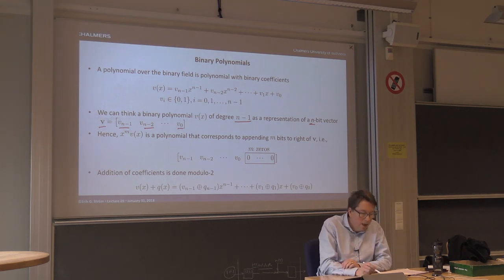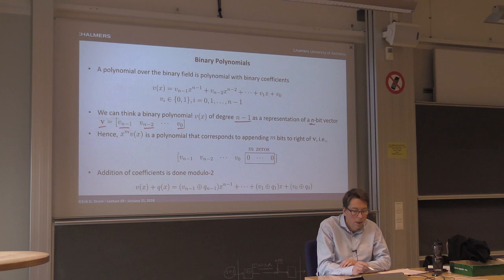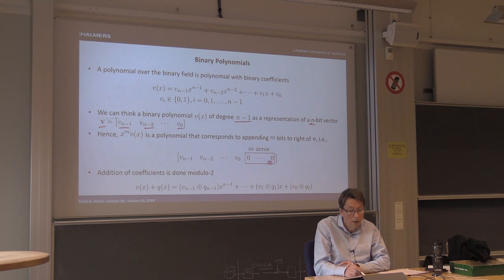Well, for instance, if we have a polynomial v and we multiply that with a power of x, say x to the power of m, this is now a polynomial that corresponds to appending m bits to the right of v. And why is this the case? Because this polynomial now has a degree which is greater than v, so it's more bits than v. But we see that we shift all the coefficients in the v polynomial to the left. So the highest degree coefficient is v_{n-1} down to v_0, and then we insert m zeros to the right here.